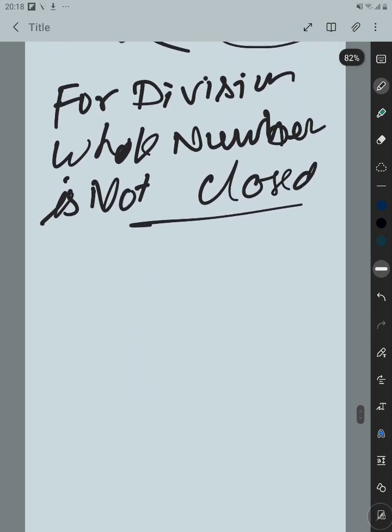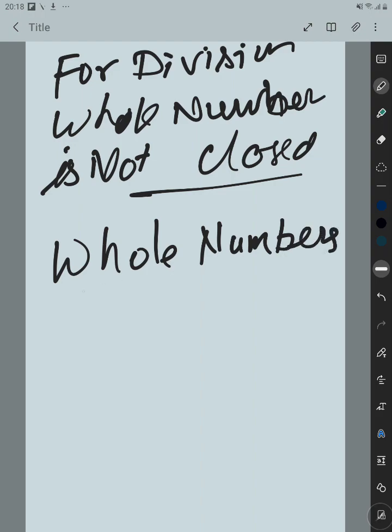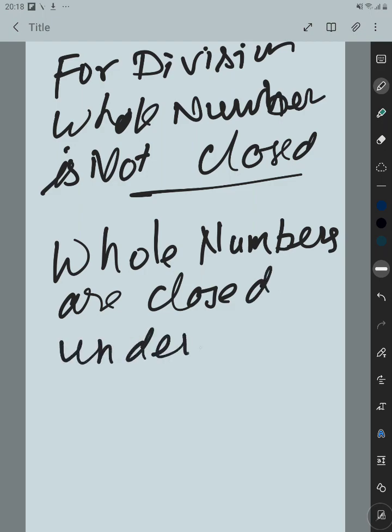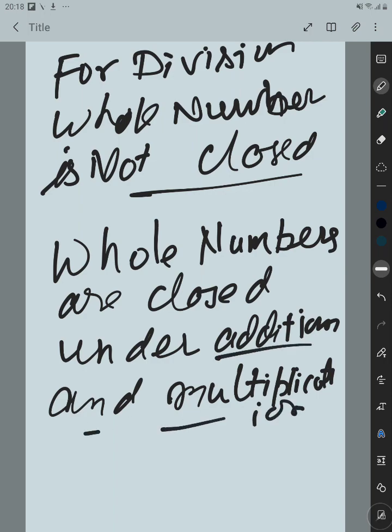So as a result, if we talk about the closure property of whole numbers, we can say that whole numbers are closed under addition and multiplication. For addition and multiplication only it is closed, and for subtraction and division it is not a closed property.